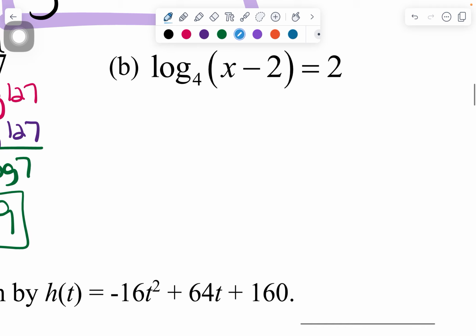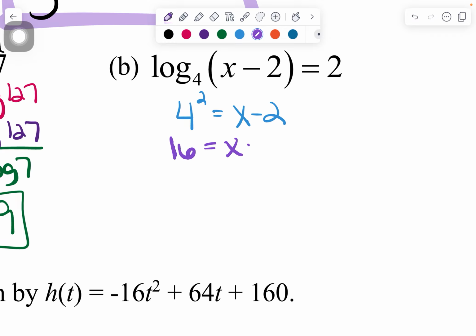Zooming right on over to part B. Let's see here. We've got a logarithmic equation that I'm going to turn into an exponential equation. So we've got 4 squared equals the argument, x minus 2. 4 squared is 16. That equals x minus 2.